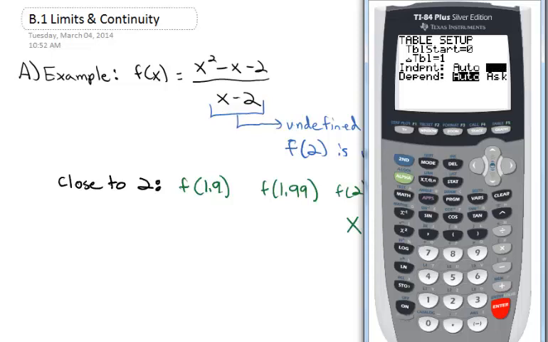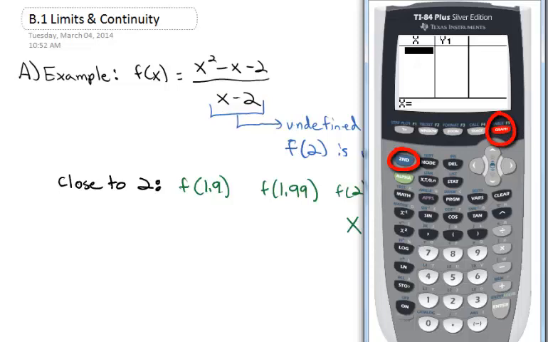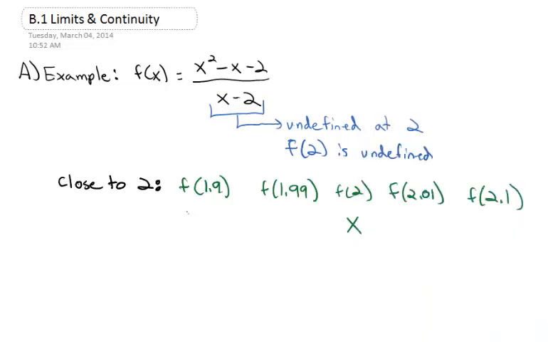So now to look at the table itself, we'll hit second, and right above the graph button in the top right, you'll see the table option. It's asking us what we want to enter in for x. So let's start with the first option I had on there, f of 1.9. So if we put 1.9 in for x, y1 is 2.9.